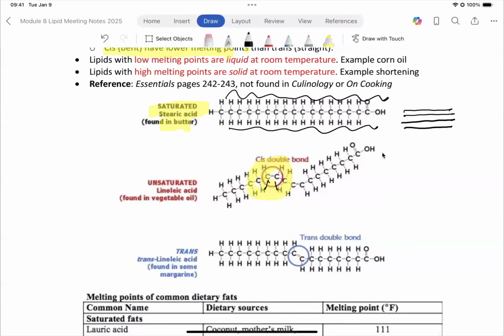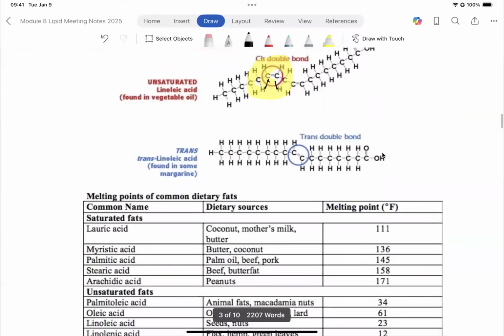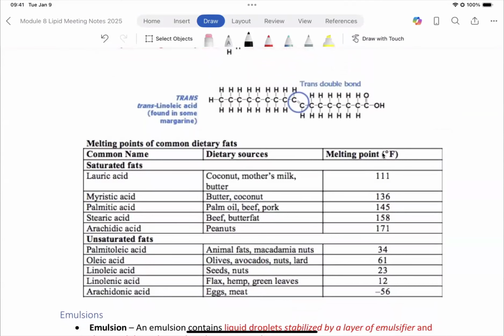So things that have a lot of saturated fat. Let's look at beef right here, right? It has a really high melting point because it's saturated. These are all saturated. These are the names of the fatty acids, and these are the food sources right here, the dietary sources. So foods that have a lot of stearic acid, which is found in beef and butter fat, have a high melting point and they're saturated.